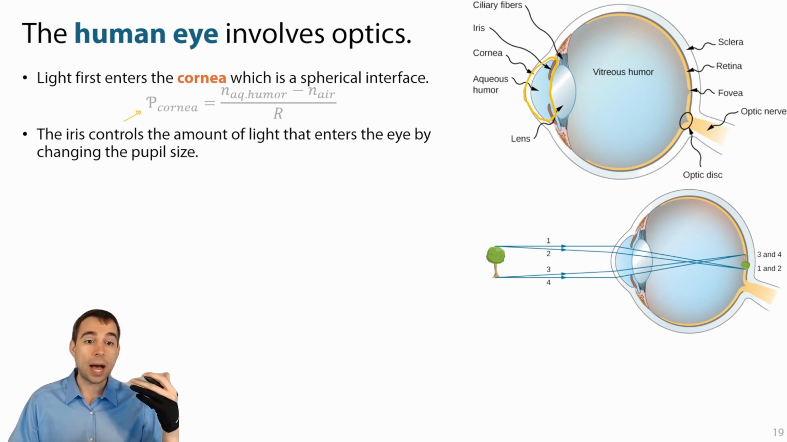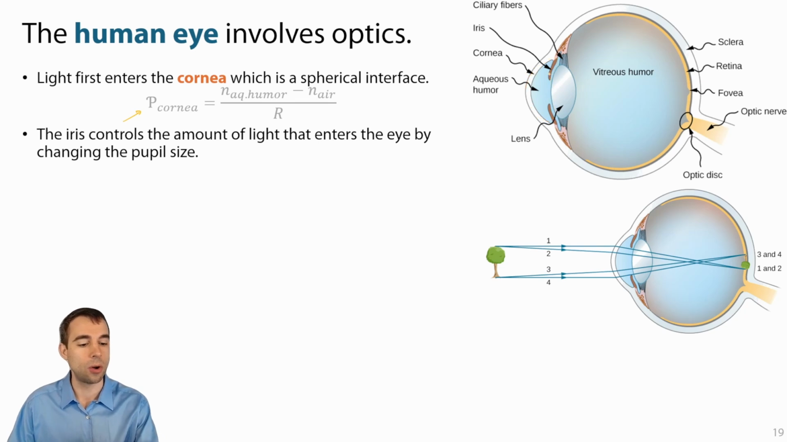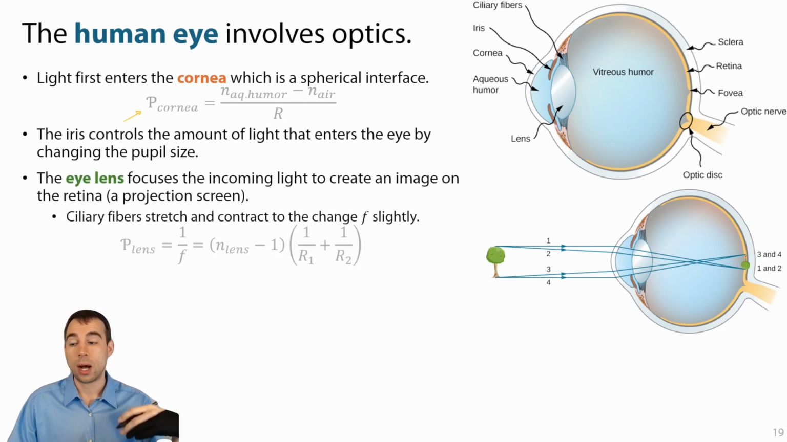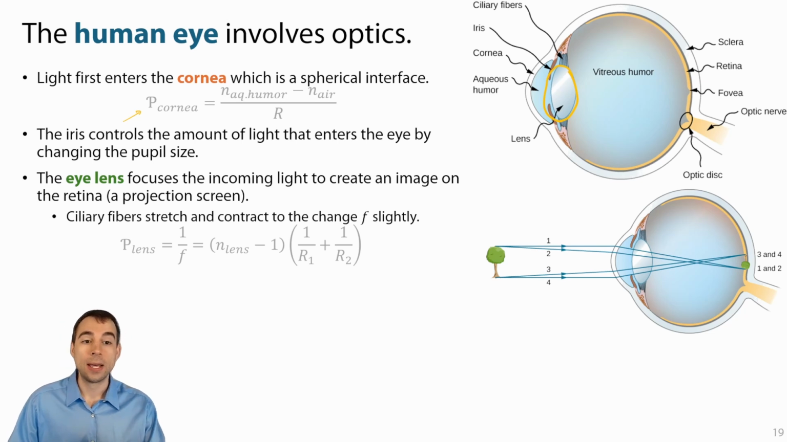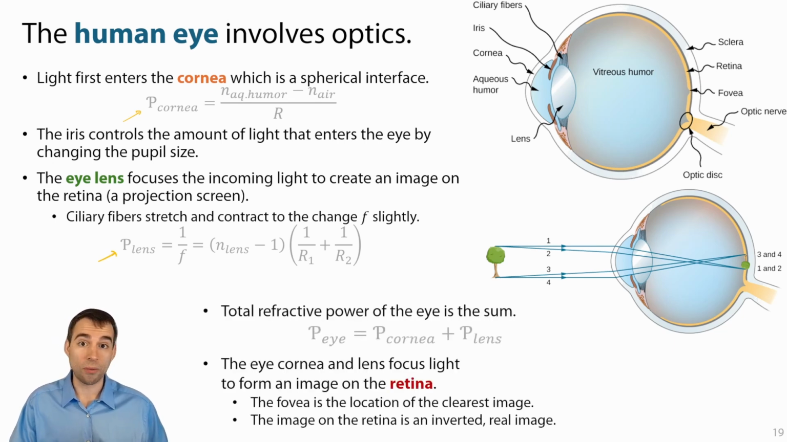And then the iris, which is essentially the muscles around the pupil right here that contract or expand to allow for more light to enter the eye, will allow for the eye lens beyond the cornea to pick up light rays. And you can see that this eye lens is sort of like a thin lens with 2 curved edges. And so we can calculate the power of the eye lens using the lens maker's equation. And the total refractive power of our eye is the sum of the power of the cornea and the power of the lens.